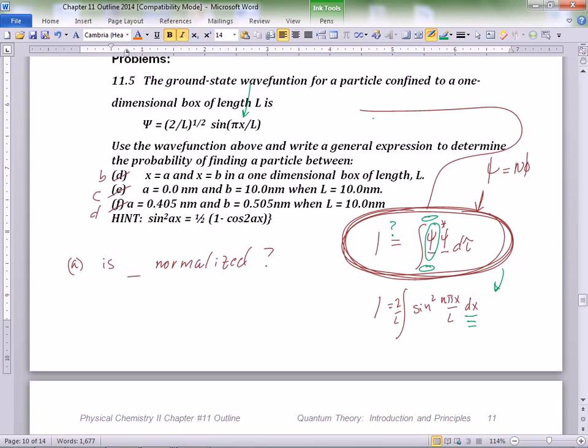You have a one-dimensional box of length L. Set up the equation to get that probability.